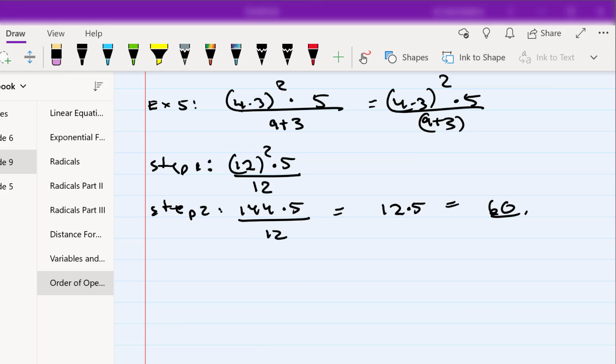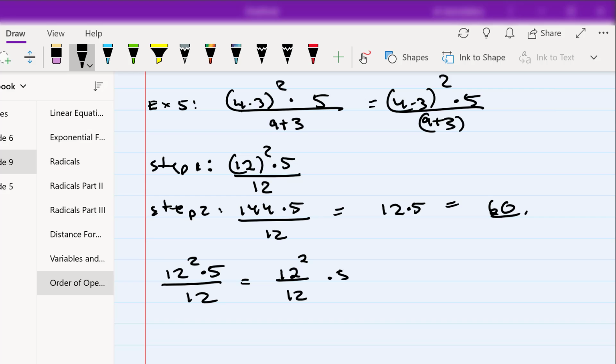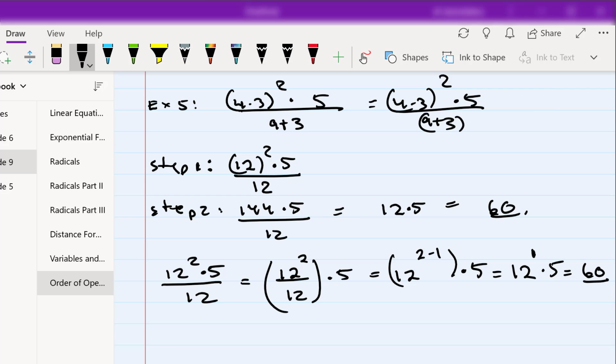Another way of looking at the problem is if we had 12 squared times 5 divided by 12, we note that we can rewrite this as 12 squared divided by 12 times 5. 12 squared divided by 12 is just 12. And then we can subtract exponents, 2 minus 1, multiplied by 5, or 12 to the power of 2 minus 1 is 1 times 5, which is 12 times 5, which is 60. Remember, x to the b over x to the a is just x to the b minus a.